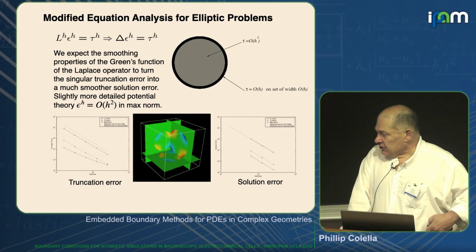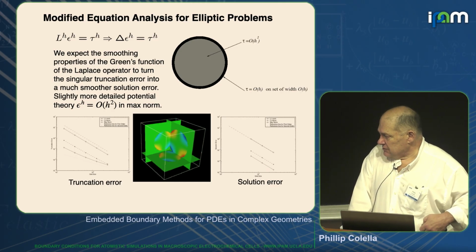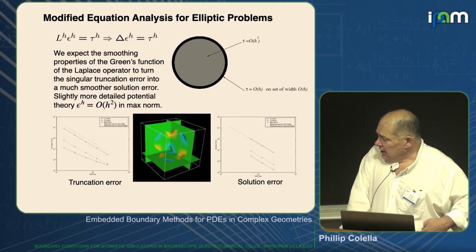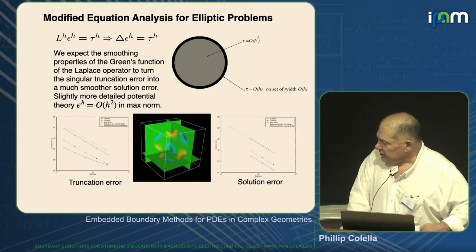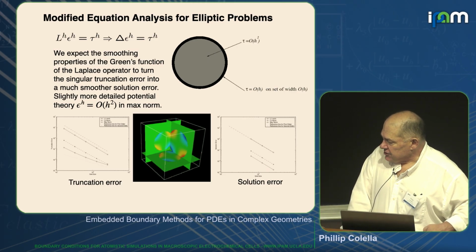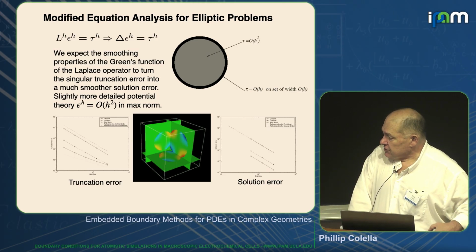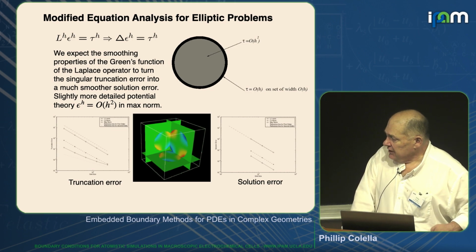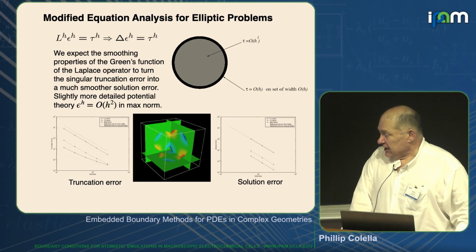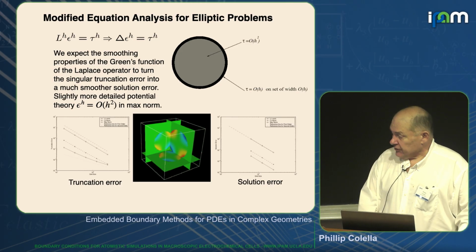So here is a calculation of Poisson in the interior of a sphere. In the middle, we have the plot of the error, and here are the plots of truncation error and plots of solution error. We are getting second order accuracy in max norm in solution error, and we're getting what we expect, what I just stated, for the truncation error.